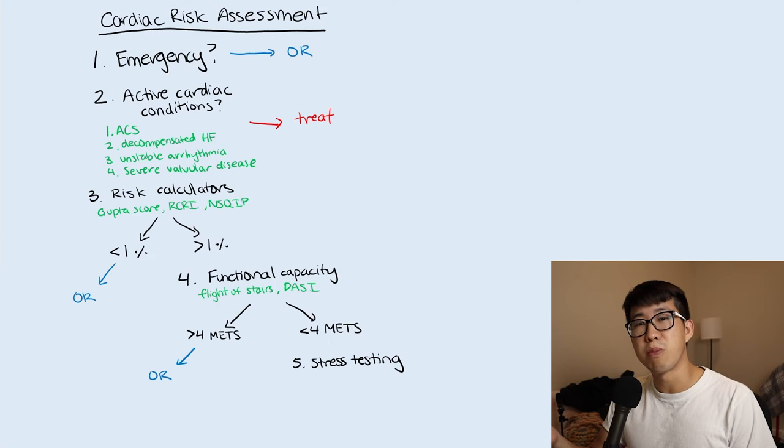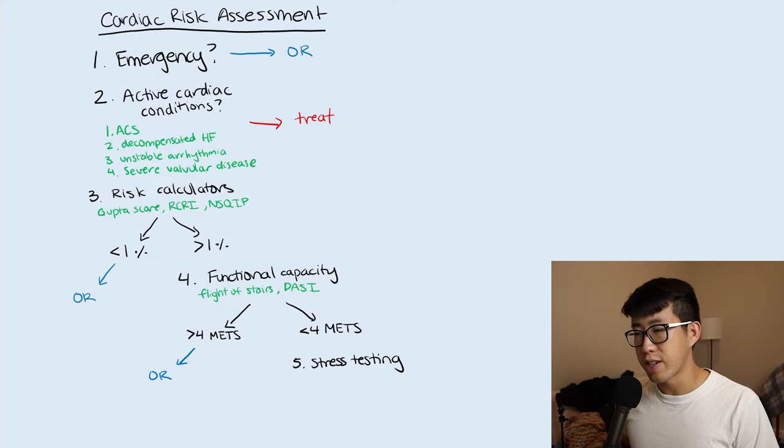For example, say somebody breaks their hip and then they have greater than 1% cardiac risk, and then they have less than 4 METs, and you're deciding to do a cardiac stress test. Well, the cardiac stress test comes back positive. What are you going to do about it? They're still going to need their surgery in 2 to 3 days. You're not going to go take this patient for a CABG and get their coronary arteries bypassed.